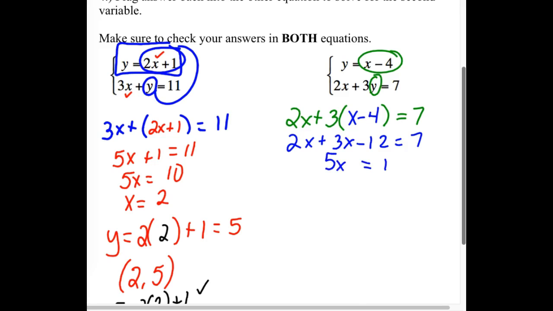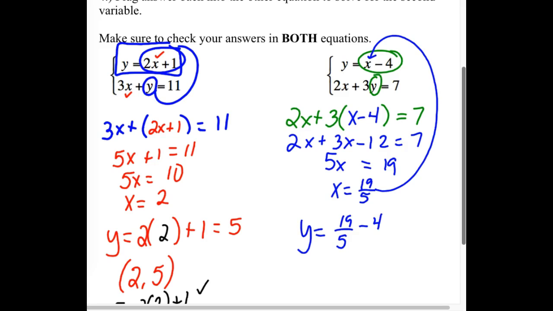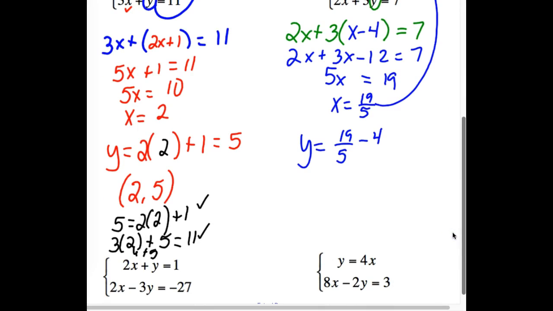5x equals 19. Doesn't work out nice and pretty, but that's okay. 5x equals 19, so x would be 19/5. All right. Now, we have to substitute that back in to figure out our y coordinate. So y equals this 19/5 minus 4. How do we do that? Common denominator? Okay, 4 would be the same as 20/5. So 19/5 minus 20/5 would be negative 1/5. All right. Ordered pair, remember x is first, y is second. Okay. Questions on that process?